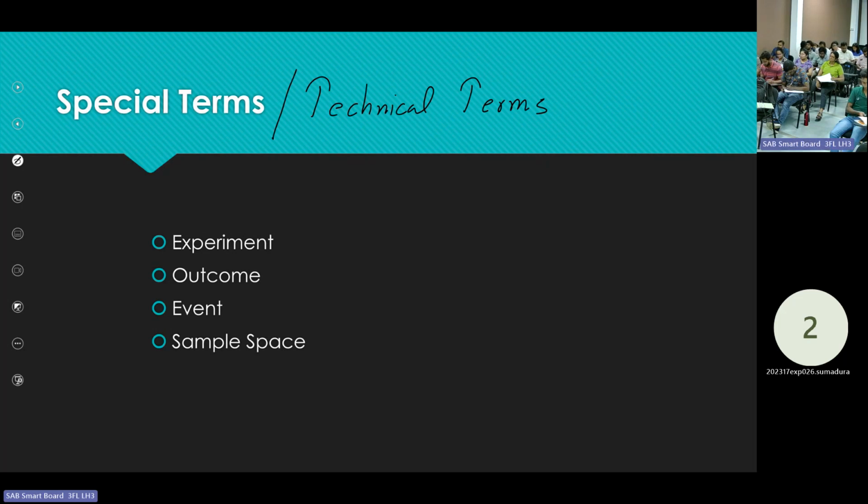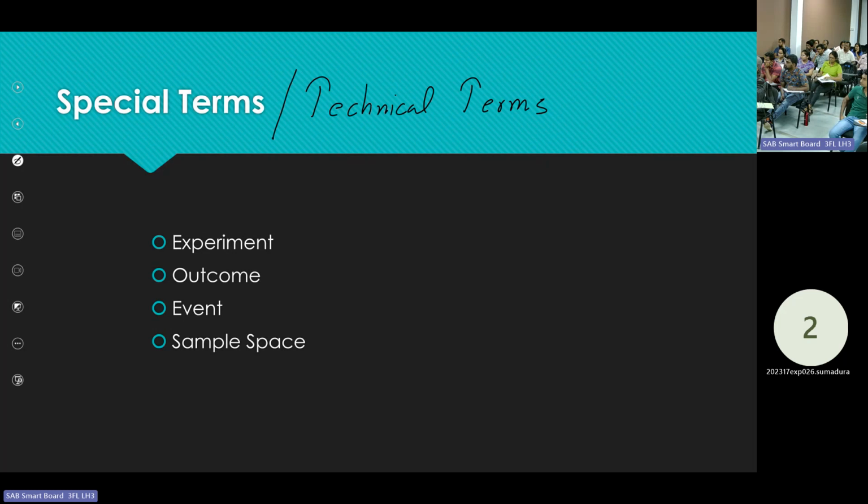So now we learn experiment. We are tossing a coin. When we toss a coin, getting a head is an outcome. Getting a tail is another outcome. When you take an experiment, it can give you different results. Each result is an outcome of that experiment. So when you toss a coin, it has two outcomes.